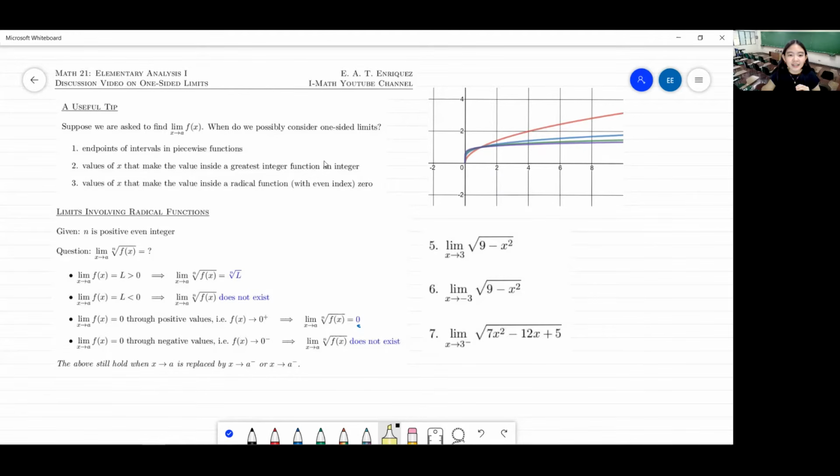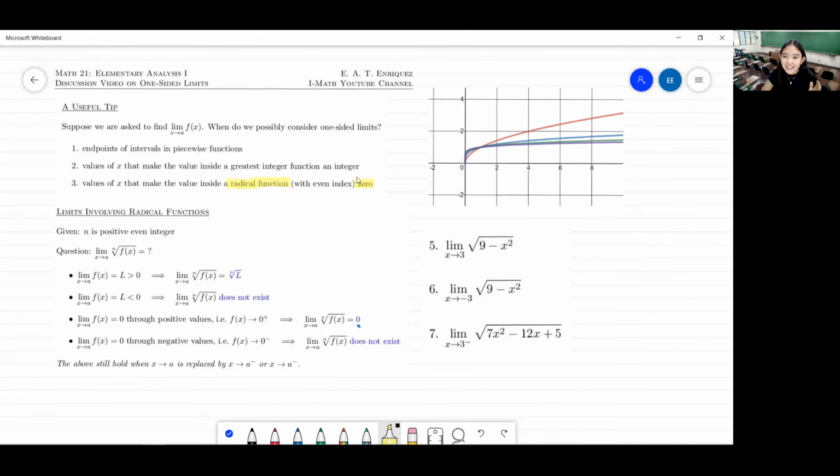For this third part, we go to our last type of function and that is the radical function. For radical functions, and we consider limits related to the radical functions, there are times when we need to consider one-sided limits. That is when the value inside your radical function is 0. And take note, this is only for radical functions having even indices.